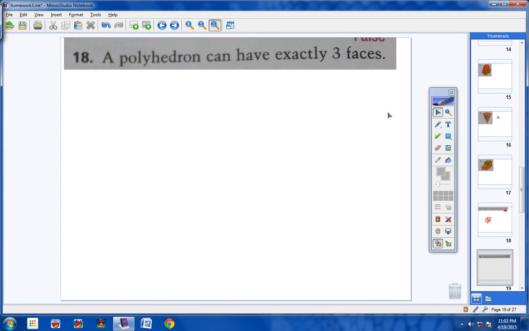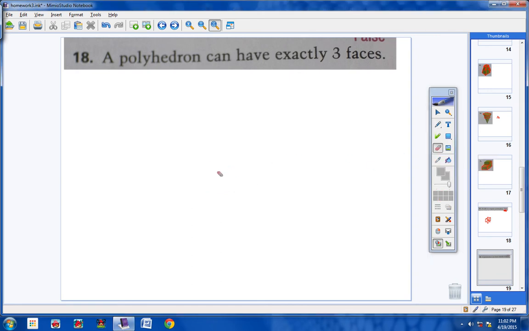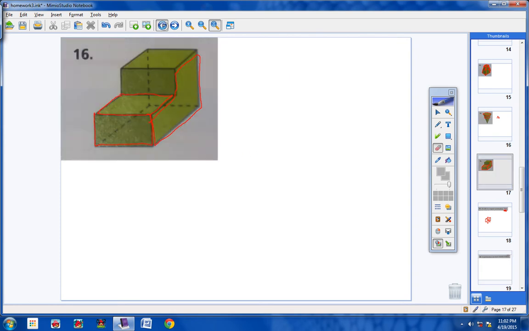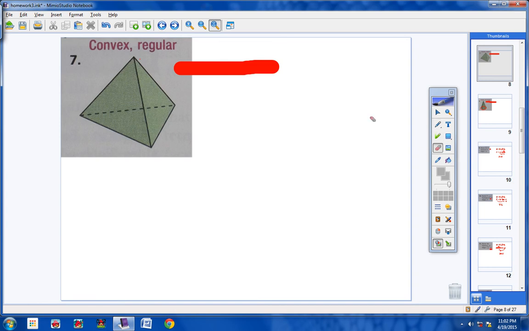Number 18. A polyhedron can have exactly 3 faces. Absolutely not. There's no way. No, it can have 4 faces. You can have a triangular base. And of course I can't draw it all, but picture a triangular pyramid right here. It has a side over here, a front side, a left side, and a bottom side. It's really a bad drawing. Let's look back at number 7 real quick. Number 7 is a 4-sided polygon.